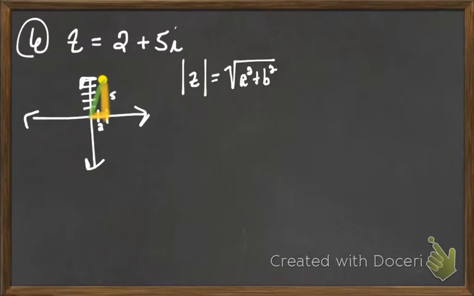You'll probably just skip that step, and you'll do 2 squared is 4, 5 squared is 25, and so the absolute value, or the distance between the origin and your complex number point that we plotted, would be the square root of 29. So if your complex number is not on an axis, you'll have to actually use the Pythagorean theorem. That's what we're doing there.